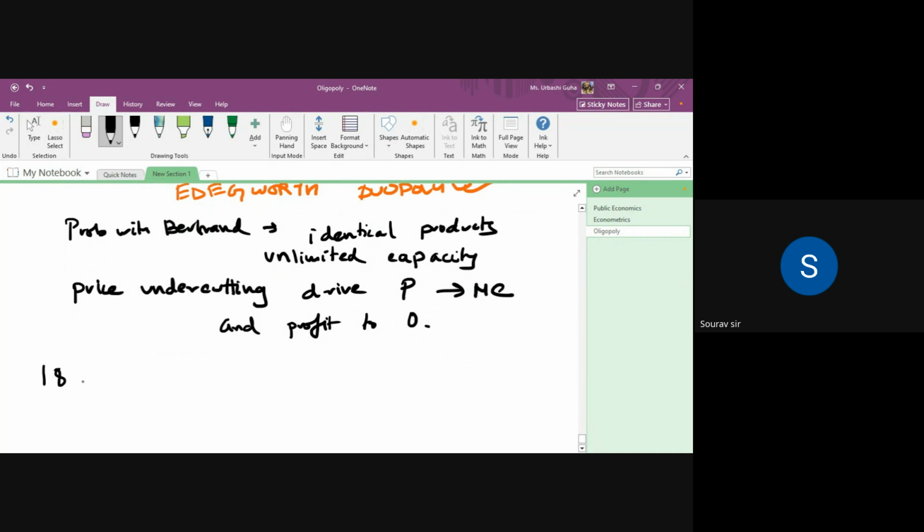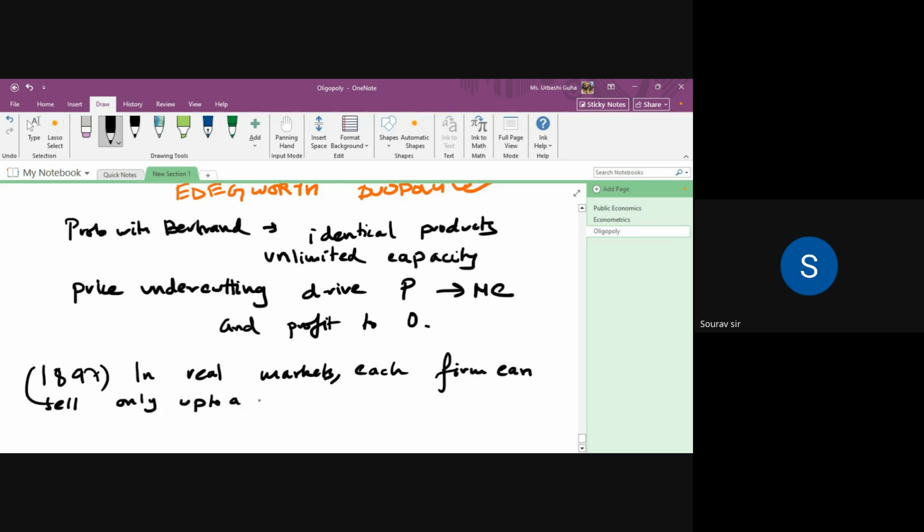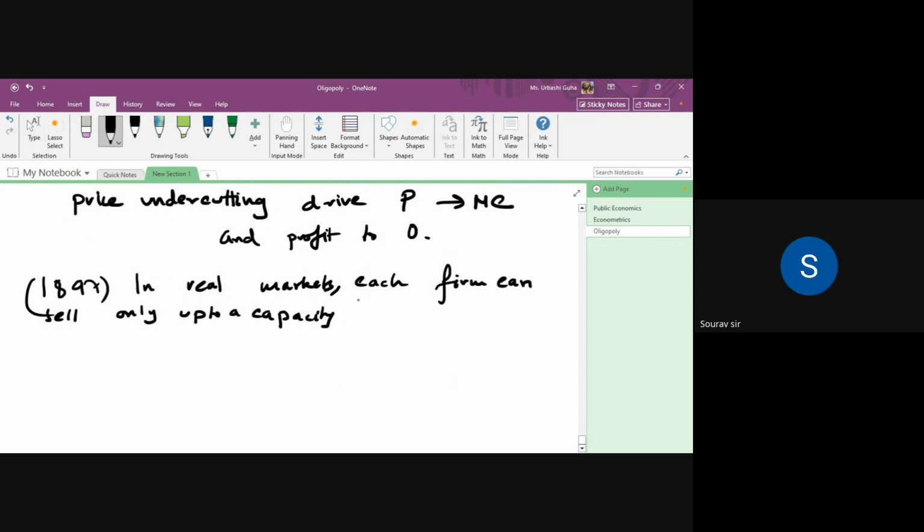So Edgeworth's idea came in 1897. How? In real markets, each firm can sell only up to a capacity each period. My famous example which I give with my students, that during summer, recently there is a trend of increase in demand for ice cream. It's too much. Means they cannot cope up with that. Okay. So it's up to the capacity each period.